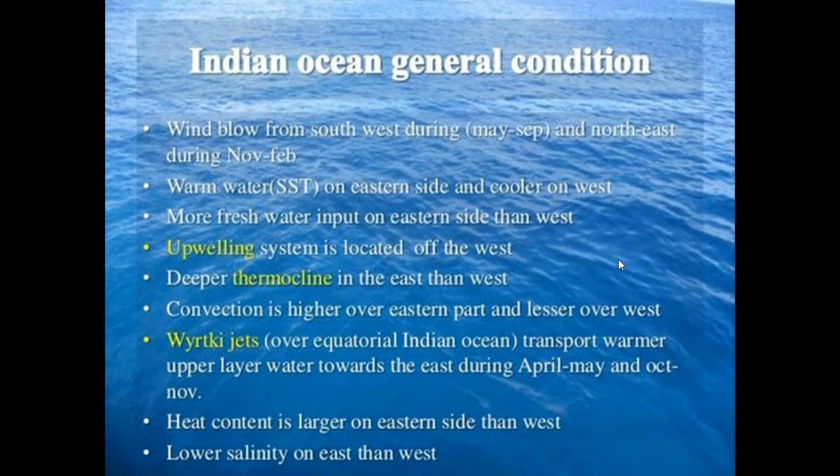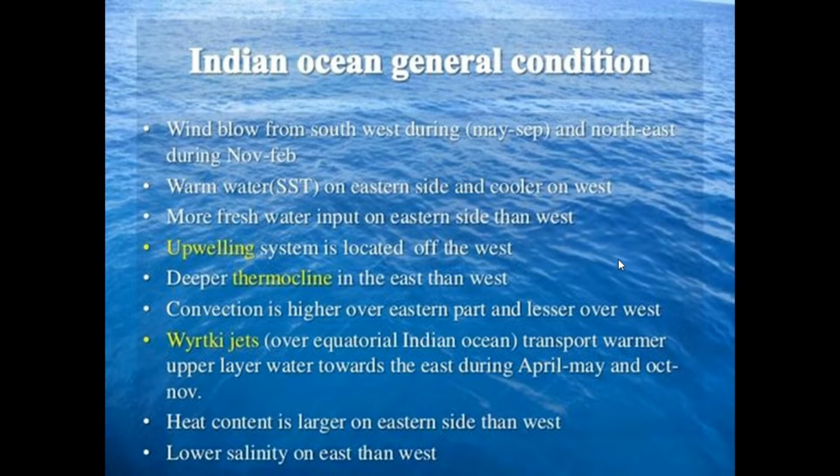From May through September, the wind blows from the southwest, and from November to February, it blows from the northeast. Warm sea surface temperature is on the eastern side, cooler on the western side. More freshwater input is on the eastern side than on the western side. Upwelling system is located off the west. A deeper thermocline is in the east than in the west, which explains the upwelling off the west because the thermocline, or pycnocline, is slanted in that direction.